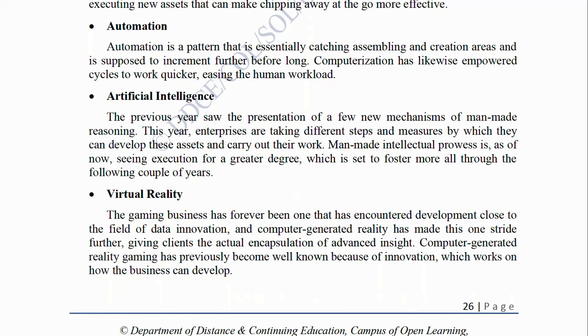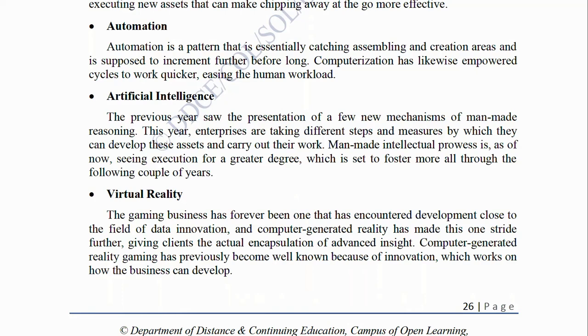Automation is a pattern that is essentially catching, assembling, and creation areas and is supposed to increment further before long. Computerization has likewise empowered cycles to work quicker, easing the human workload. Next point is artificial intelligence.